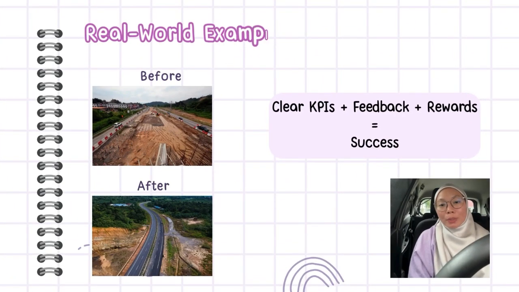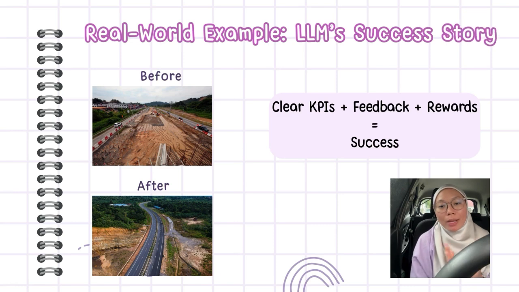A real-world example of effective performance appraisal comes from LLM's efforts in recent years. For example, in 2021, LLM introduced an improved appraisal system to address productivity and project delivery challenges. By setting clear KPIs, introducing mid-year reviews, and linking rewards to performance, LLM observed a 15% improvement in project completion rates. For example, during the upgrade of the North-South Expressway, engineers who met deadlines and quality benchmarks received incentives, which boosted team morale and performance.